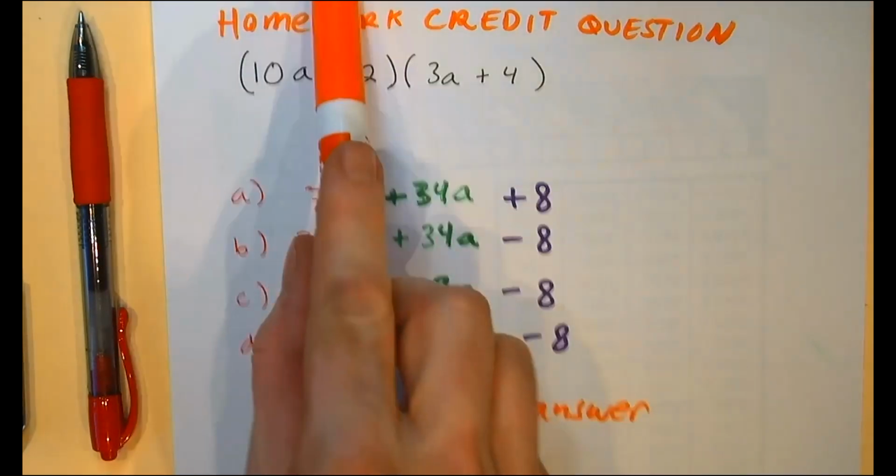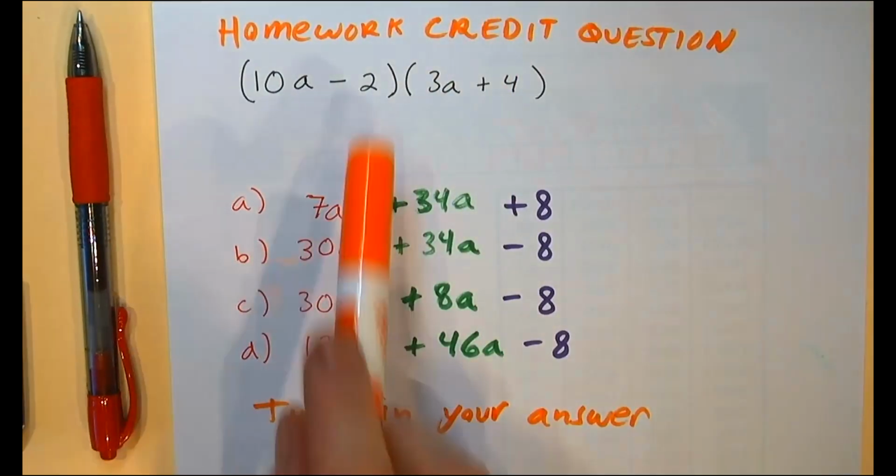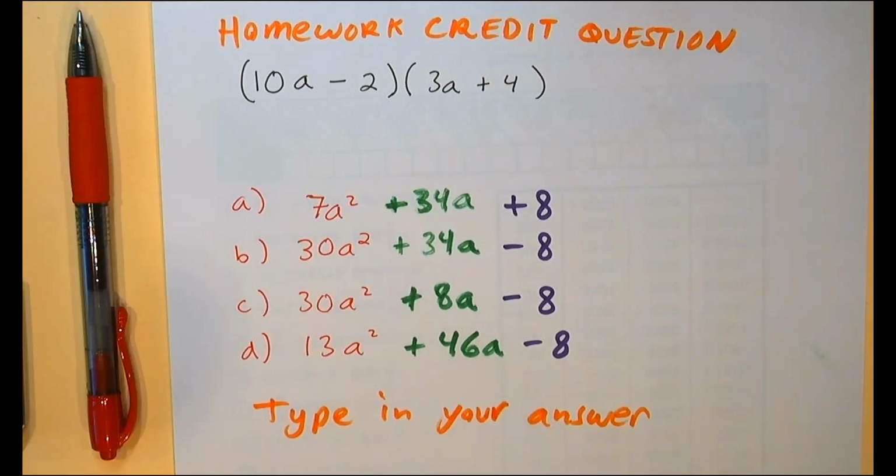Okay, for our big question I want you to answer to get credit. All right, here's the homework credit question. There it is. Is it A? Is it B? Is it C? Is it D? Type in your answer.